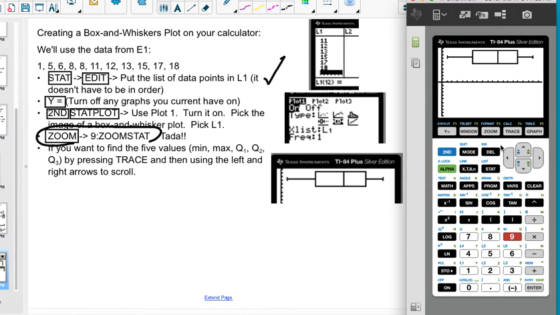Now an interesting thing is that if you hit trace, it'll tell you all your values. It'll tell you your median is 11. It'll tell you your quartile 1 is 6. It'll tell you the min value. So that's pretty cool, that if you hit trace, you can use the left and right arrows to see all those values. So that's the gist of this, and that's 12.3.